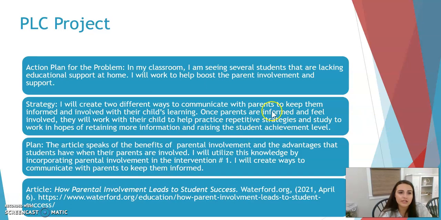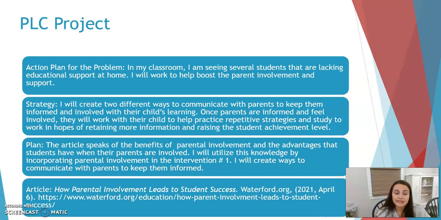Okay, the PLC project. The action plan for the problem. In my classroom, I'm seeing several students that are lacking educational support at home. I will work to help boost the parental involvement and support. Strategy. I will create 2 different ways to communicate with parents to keep them informed and involved with their child's learning. Once parents are informed and feel involved, they work with their child to help practice repetitive strategies to study and work in hopes of retaining more information and raising the student's achievement level.